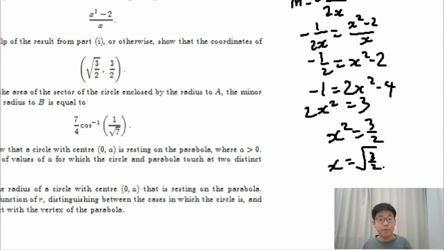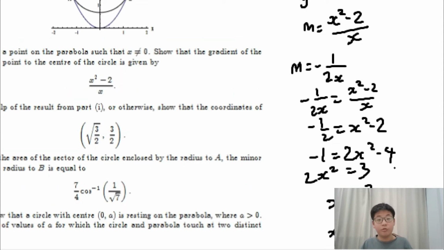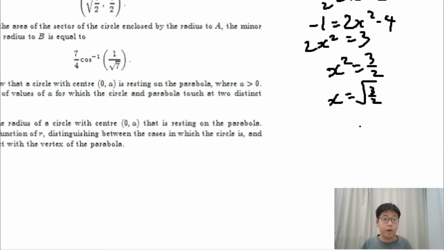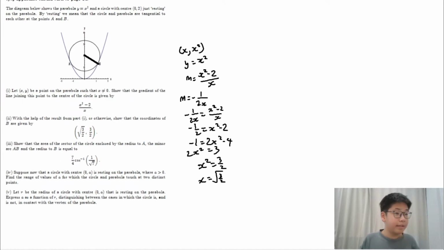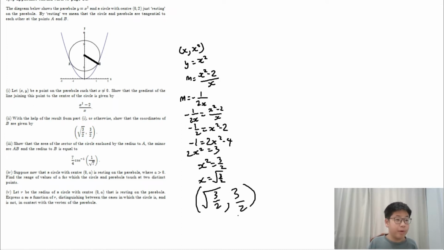Since it touches the parabola, m is minus 1 over the gradient, which in this case is 2x by differentiating. So, the minor arc AB and the radius, and since x is the square root of 3 over 2, we calculate the point to be (square root of 3 over 2, 3 over 2). Show that the area of the sector of the circle enclosed by the radius to A, the minor arc AB, and the radius to B is equal to this.